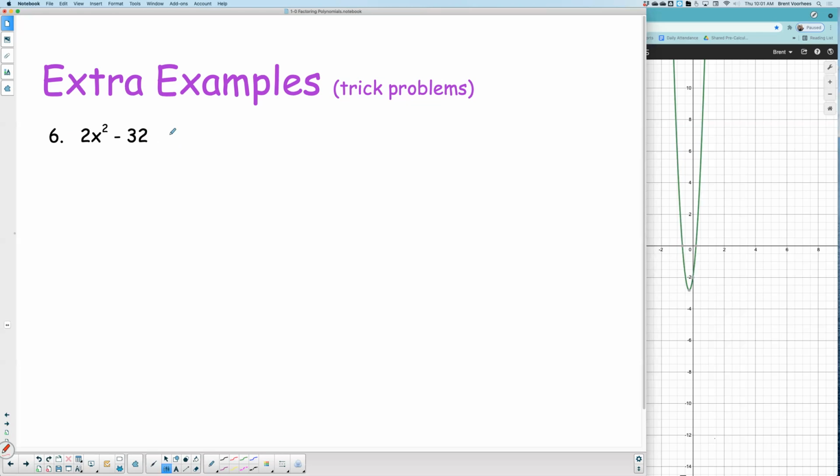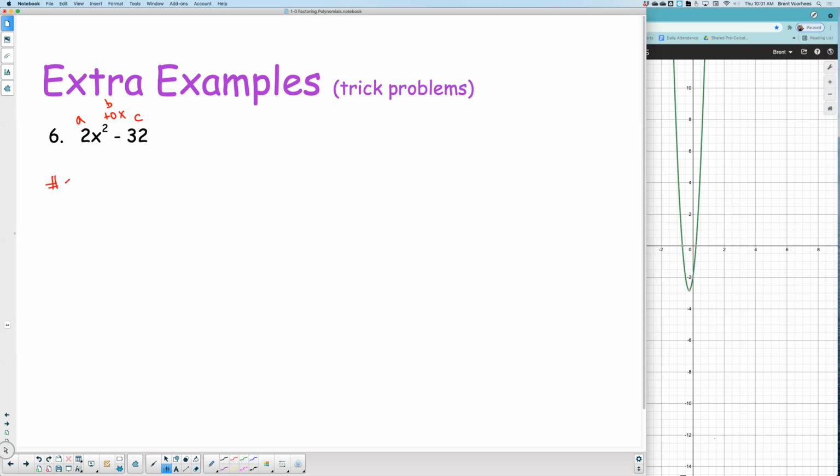So what that means is I could look at this as an A value of 2. Let me write it up here where I was. A of 2. I don't have any 0x. I have 0 x's here. So my B is a 0 and my C is a negative 32. Now, if you wrote it that way, you could solve the problem.